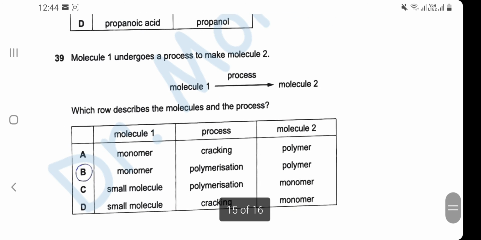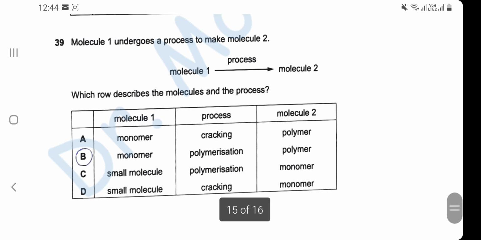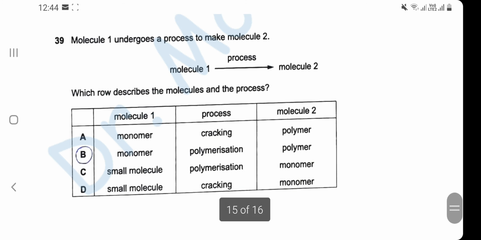Question number 39. Molecule 1 undergoes a process to make molecule 2. This process has to be like here shown in the table. Molecule 1 first undergoes a process to make molecule 2. A, monomer, cracking to make polymers, and this is wrong because we crack the polymer to produce monomer and not the reverse. B, monomer, polymerization to make polymer. This is correct. B is correct.